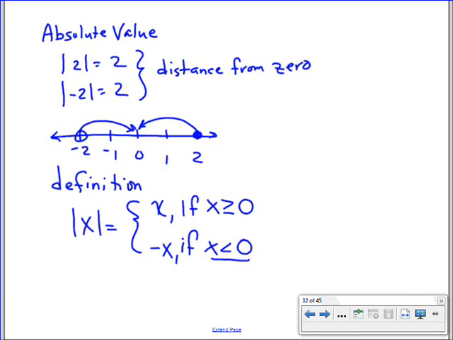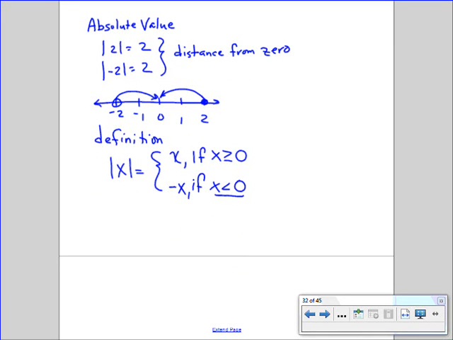Now if we take this a little bit farther, if we have a variable inside absolute value, for example, if we say the absolute value of x is equal to 2, what we want to do is identify the numbers that we could put in for x that would make this equation true. Now, of course, we know that the absolute value of 2 is 2. So one of the solutions would be x equals 2.